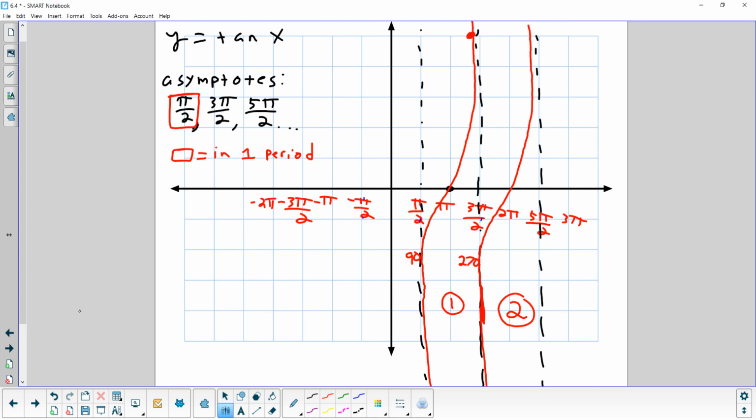Because if you don't do it that way, then you wouldn't have each cycle with the same number of asymptotes. And an asymptote can't belong to both. All right, so there is one asymptote per period.